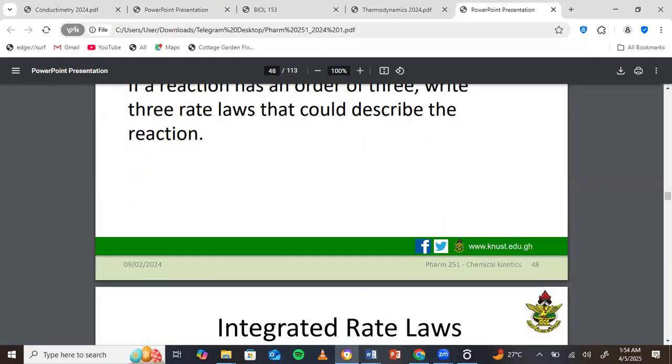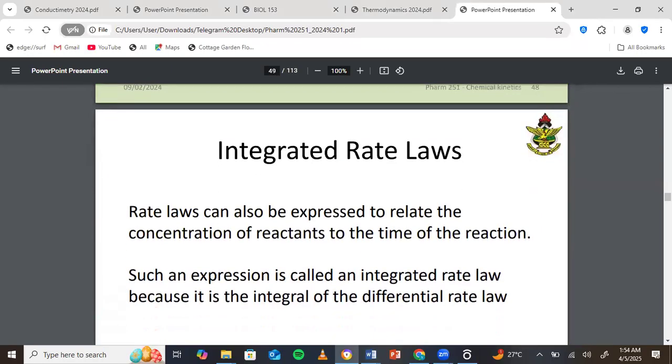Good. Now, the next subtopic that we have to discuss will be integrated rate law, but that will be captured in another video. And so part 2 will talk about that.